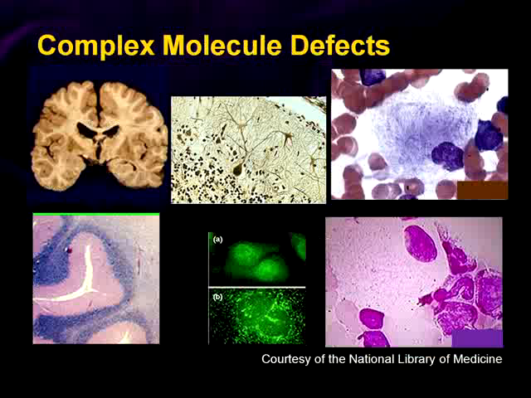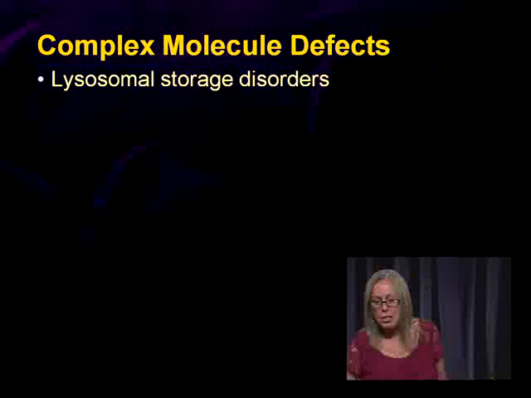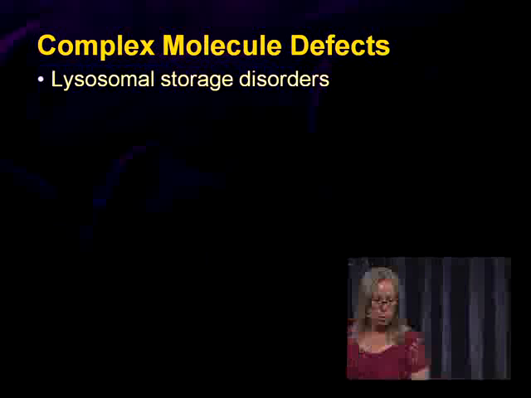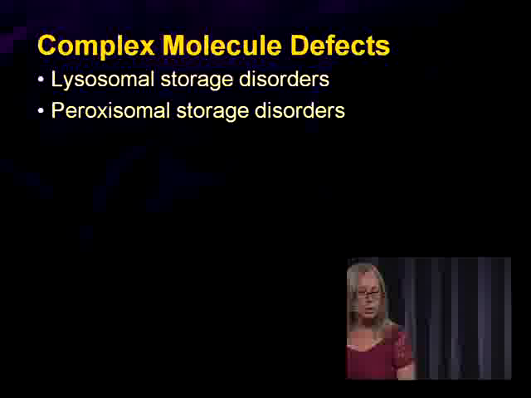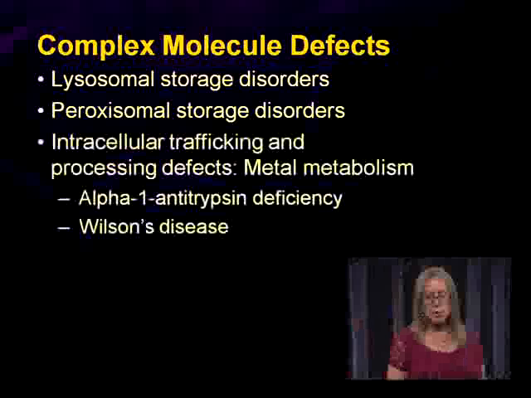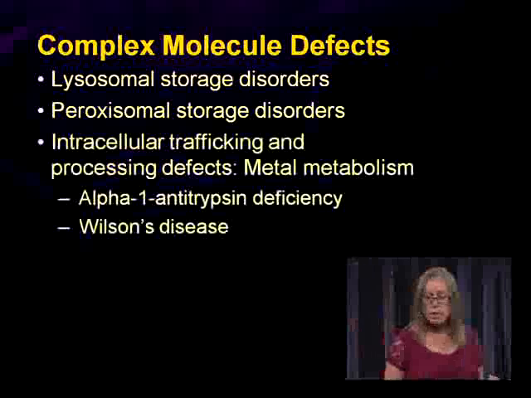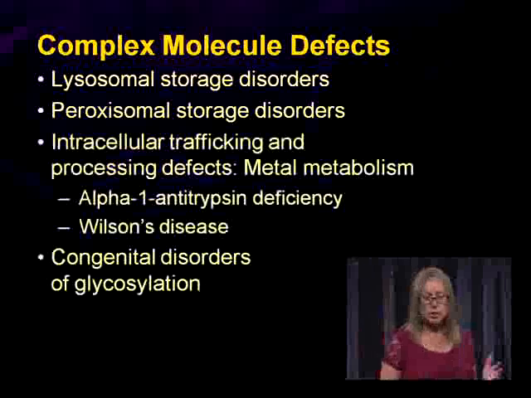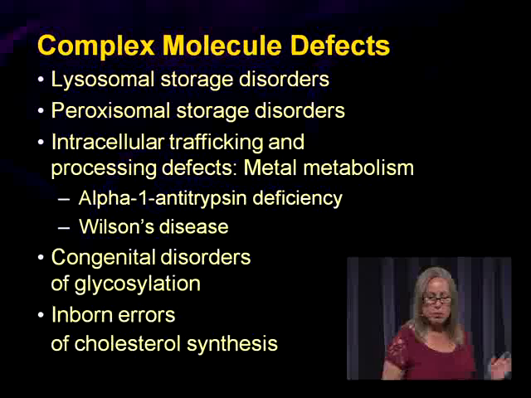Now we're to complex molecules. It's really about 2/3 of the way through. Okay, so the first two groups I lovingly call the death and dying acutely kinds of diseases. These are the kill you slowly diseases. So things that are complex molecule defects include our lysosomal storage disorders, peroxisomal storage disorders, problems of intracellular trafficking and processing defects such as metal metabolism, alpha-1 antitrypsin deficiency and Wilson's disease, and congenital disorders of glycosylation. There's also inborn errors of cholesterol synthesis.